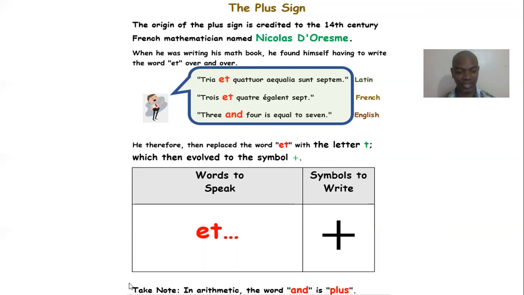And always take note, in arithmetic, the word and is plus. So if you say 2 and a half, all right, you are basically saying 2 plus a half. Okay, please take note of that.